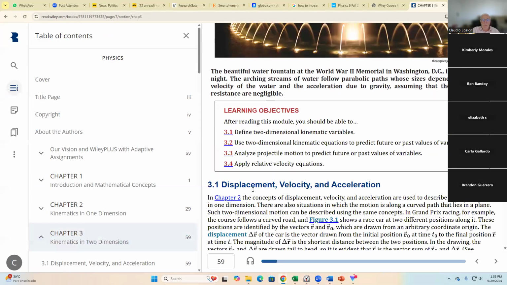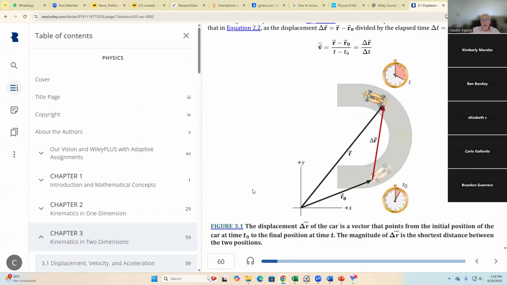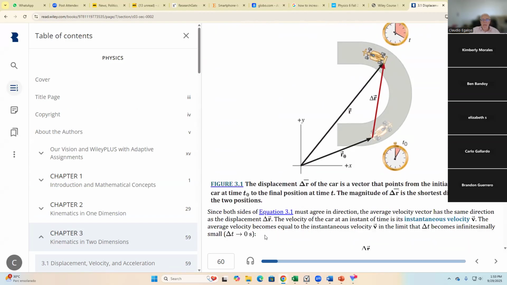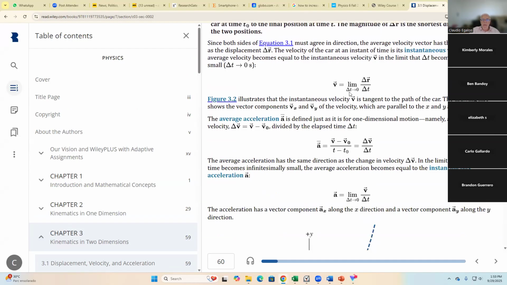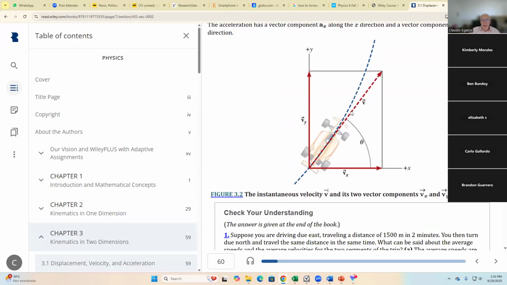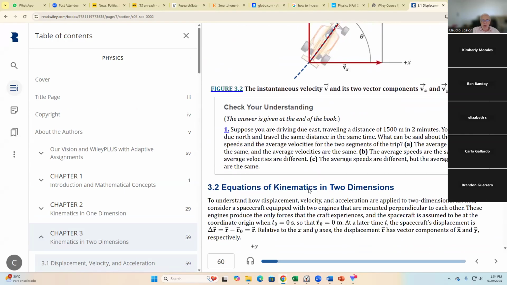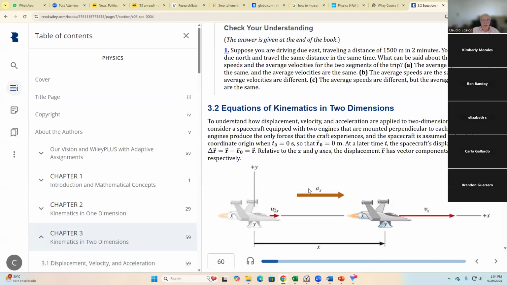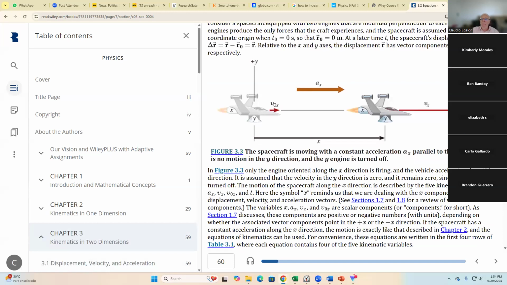Okay, so here you go. Displacement, velocity, and acceleration, right? Look, the same illustration that I have, right? Initial position, final position, the same illustration that I have, in a different way, and the instantaneous velocity, delta r over delta t, right? And here's the path of the object, of the car. So yes, it is in the book, okay? And the velocity vector is always tangent to the path of the object in 2-dimensional space. Okay? So I guess that answers your question, right?